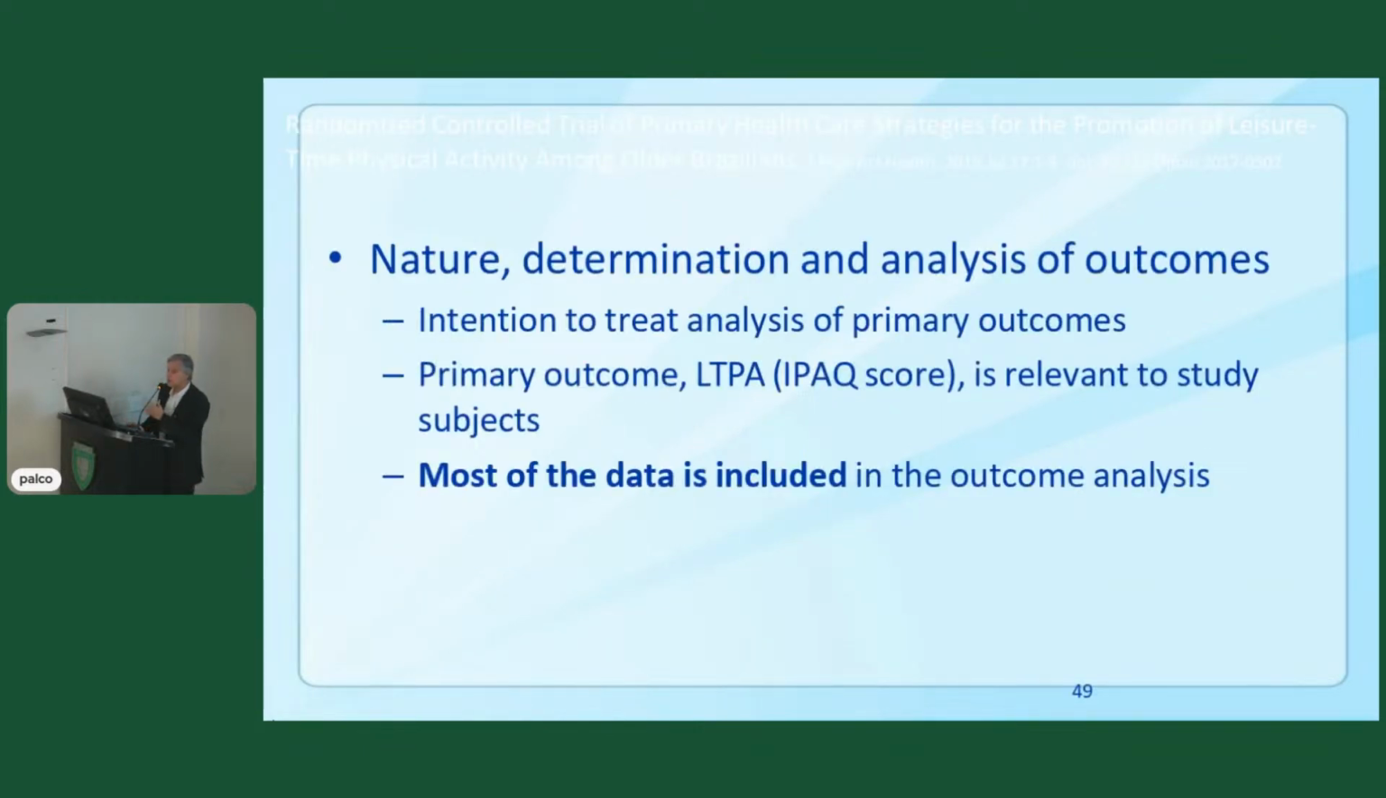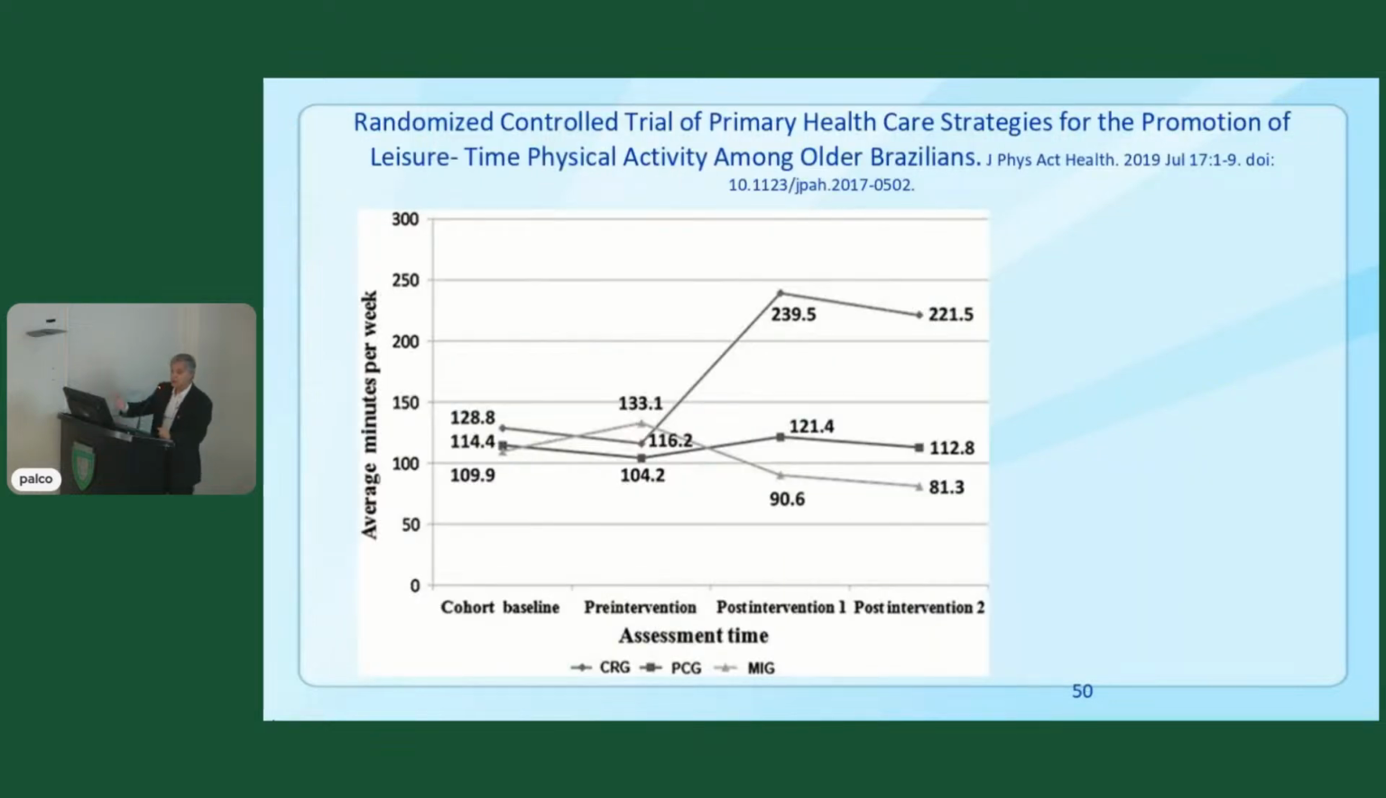But I want you to read this. This was done here. Okay, that's another way to show the effect. You can see the effect here, the CRG line, the PCG, and the MIG line. The MIG line is the one that's 81.3 at post-intervention 2. The other one is 112. The other one is 2021. Now I'm looking at a different outcome.